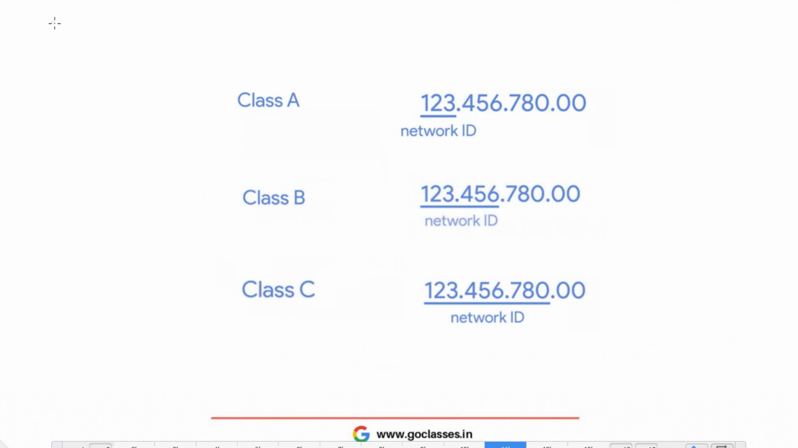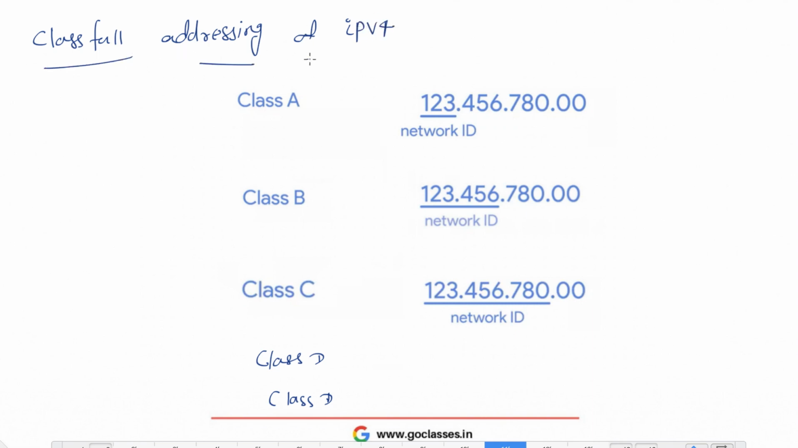Now coming to classifying the IP address. Majorly there are 5 classes: class A, class B, class C, class D and class E. This type of classification is called classful addressing of IPv4 addresses, which says that we can divide the IPv4 address, which is of 32 bits, into 5 parts, and we name them class A, class B, class C, class D and class E.